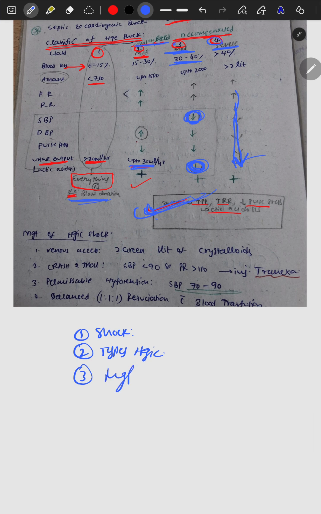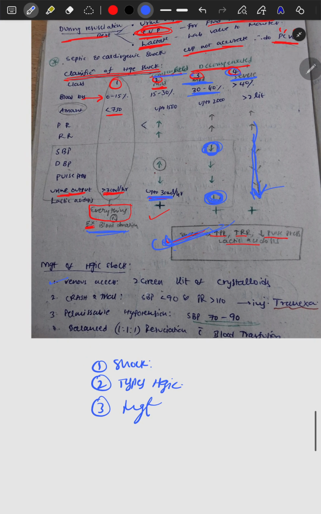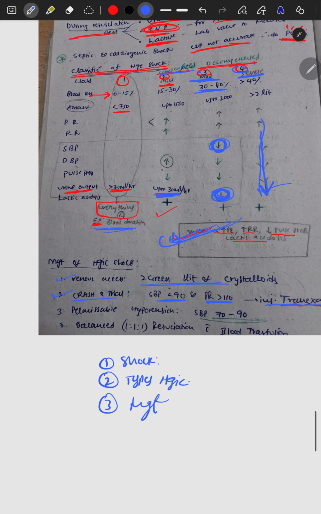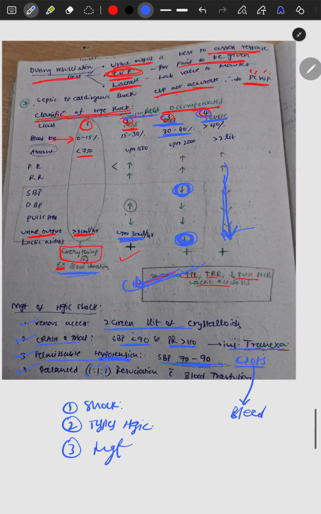And now comes the management. First you need to have venous access. So 2 large-bore cannulas you should put. And CRASH-2 trial means whenever SBP is less than 90 and pulse rate is more than 110, you need to inject tranexamic acid. This is called the CRASH-2 trial. You just remember like that. And permissible hypotension, you should maintain a hypotension like 70 to 90. You should not bring BP to 120, because some clots will be forming. If you bring the BP to 120, it will kick off these clots, that leads to bleeding again. So that's why you should maintain permissible hypotension in case of hemorrhagic shock. And you need to do balanced transfusion, that is 1:1:1, means RBC, plasma, platelets should be in 1:1:1 ratio, means whole blood transfusion you should give. That will be a good choice.